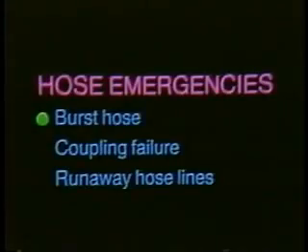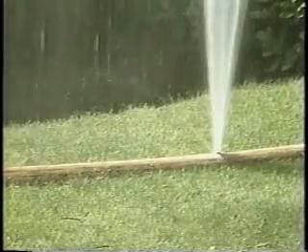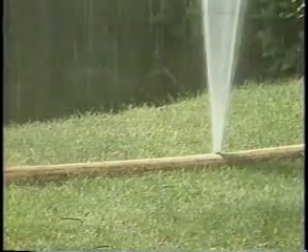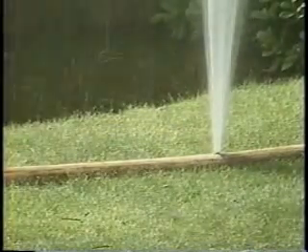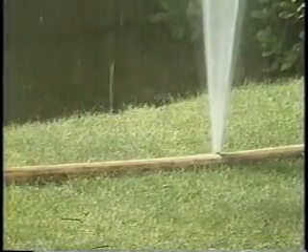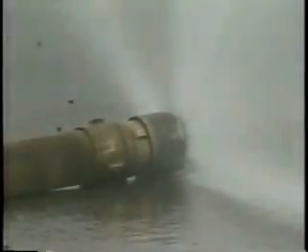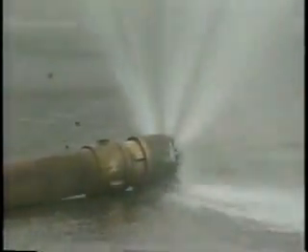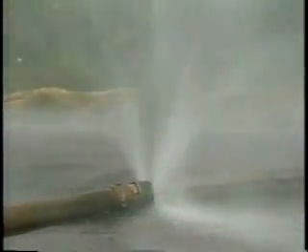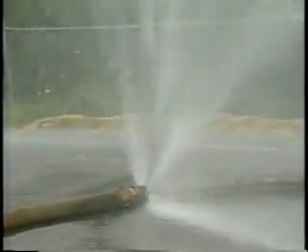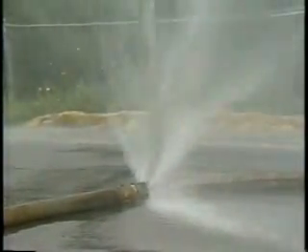Three common emergencies may crop up from time to time involving the hose: burst hose, coupling failure, and a runaway or wild line. Hose may burst for a number of reasons, including overpressurization, failure of a weakened area of the hose, or puncture. A coupling may fail due to overpressurization, improper threading, damaged threads due to repeated excessive dropping, or slippage of the hose from its shank.